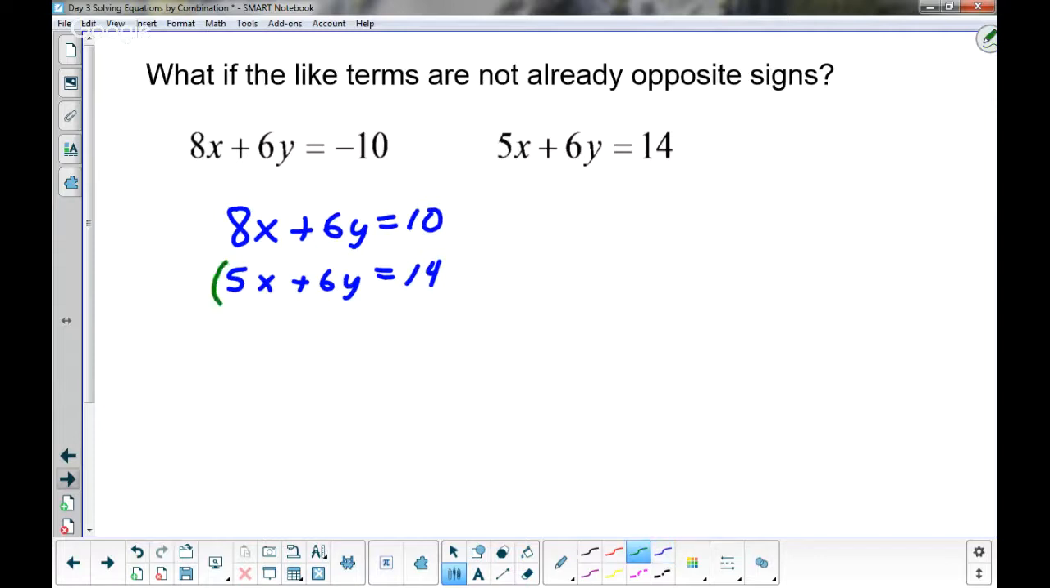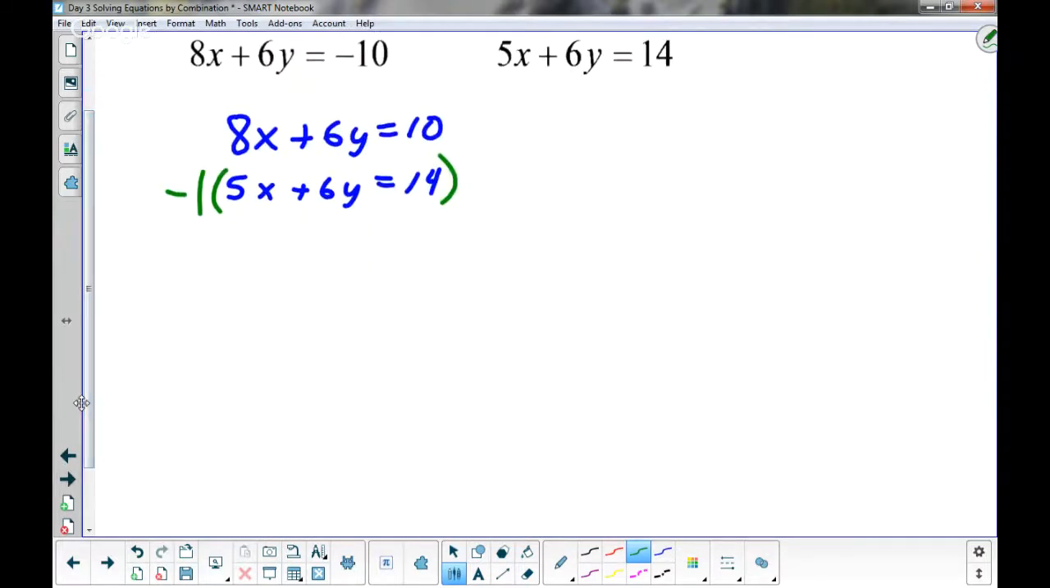So what we really have to do is take the second one and multiply everything by -1. So I'm just going to completely rewrite this again as 8x plus 6y equals 10, and I'm going to rewrite the second one as -5x minus 6y equals -14.